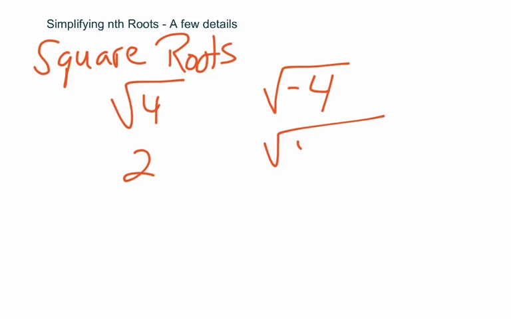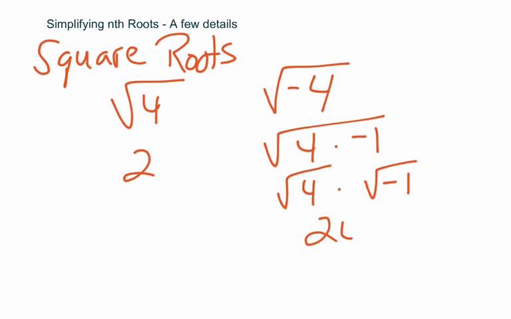This is the square root of 4 times negative 1, which is the square root of 4 times the square root of negative 1. And the square root of negative 1 is i. So when you take the square root of a negative, you get what's called an imaginary number. It can also cause your calculator to error.